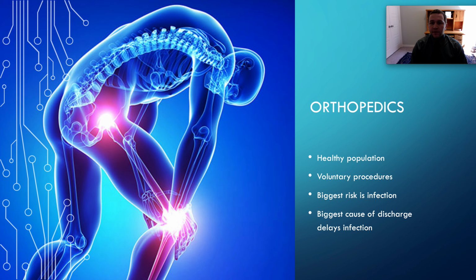On that unit, we deal with a fairly healthy population. We have people there for voluntary procedures, whether that's a total knee arthroplasty or total hip arthroplasty. Those are the most common. Total shoulders too. The biggest risk, though, is post-op infection, whether that's right after surgery or down the road. The hardware they're implanting can grow bacteria and cause infection. The biggest delay of discharge we see is on these patients who come back with infection, because we're waiting on a lot of things for their care that we'll get into in just a little bit here.